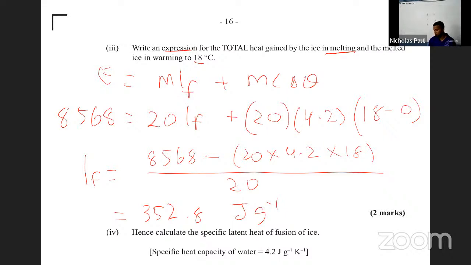We just have to remember that energy supply is energy loss, and energy supply is energy gain. Somebody is supplying the energy, somebody is receiving the energy, right? So generally, if it's ice and water, that will work, right? Generally.